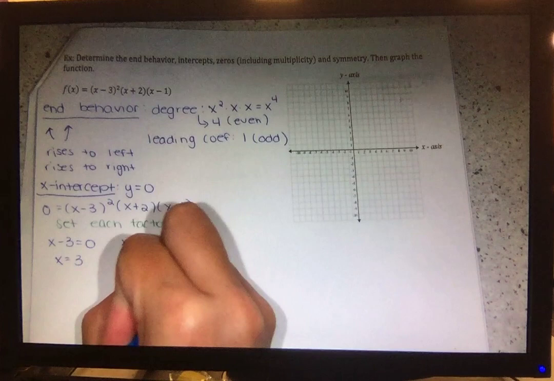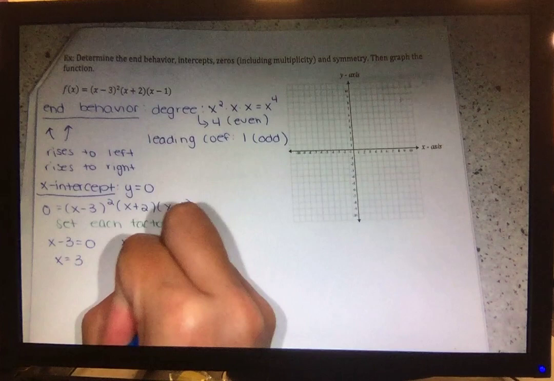All right, so for symmetry. For y-axis symmetry, we're going to plug in negative x and see if we get the original equation out. So y equals negative x minus 3 squared times negative x plus 2 times negative x minus 1. Can't get rid of those negatives, so not original, so y-axis did not work.